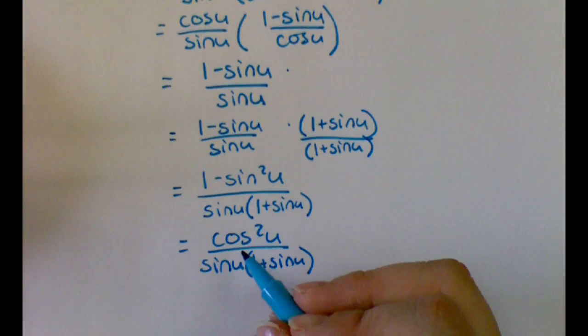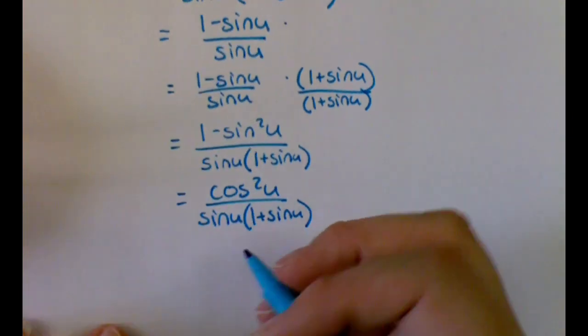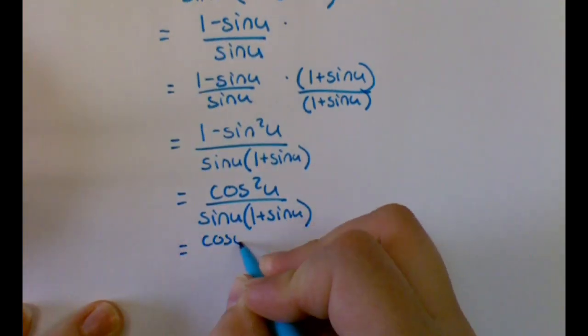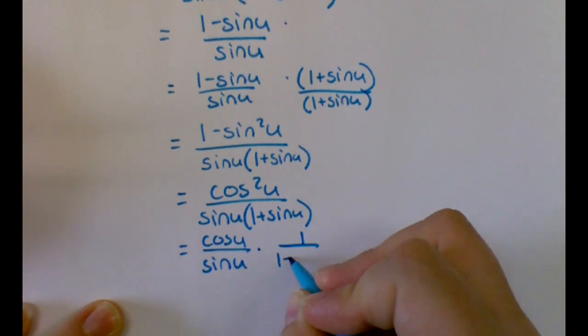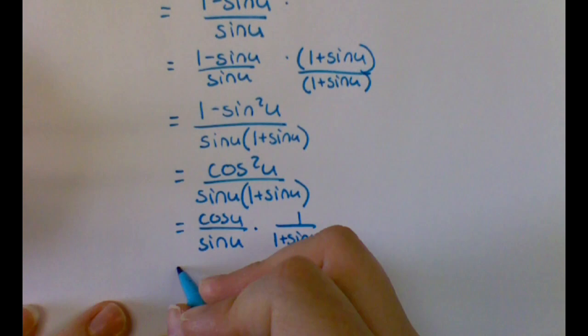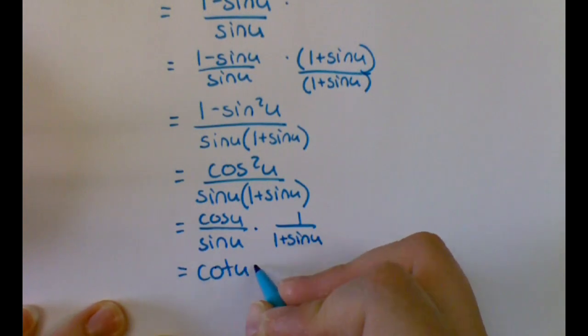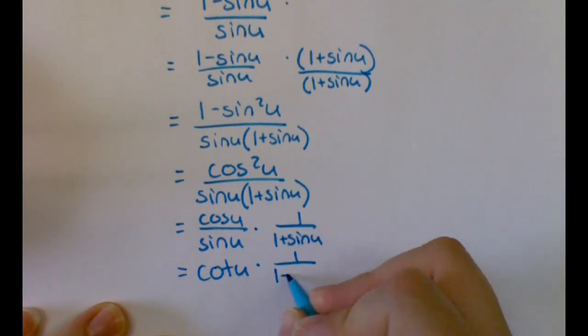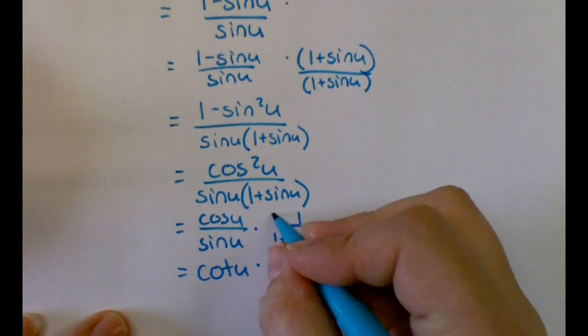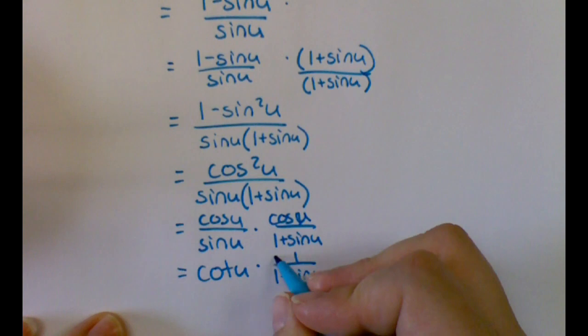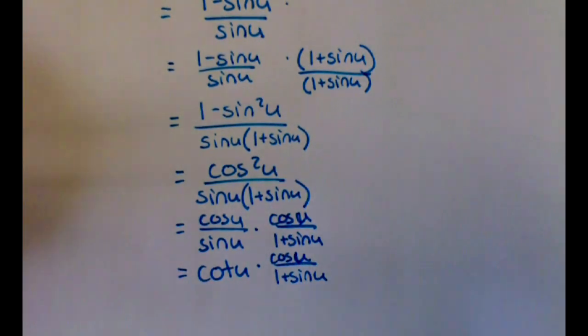And I know I want to end with a cotangent of u, so I'm going to take one of those out right now. Cosine of u over sine of u times 1 over 1 plus sine of u. All right, I've got one of my cotangents of u. Oh, sorry, I forgot the cosine of u. There we go.